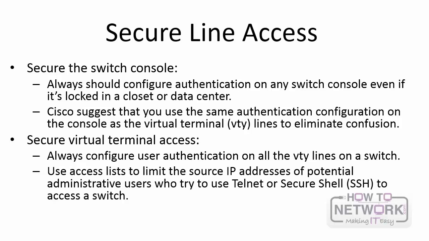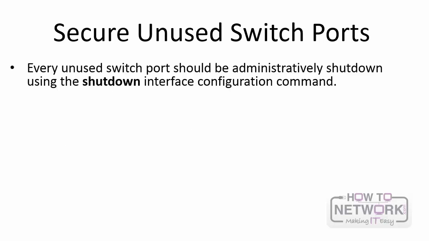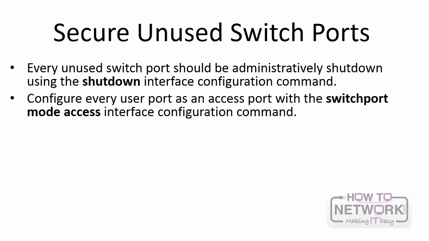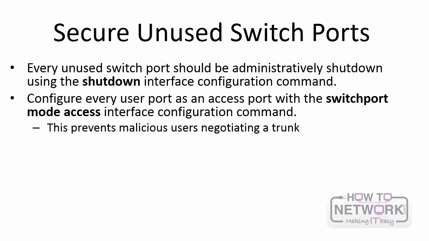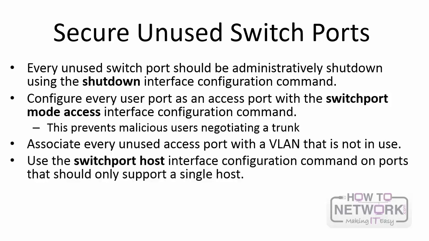Cisco suggests that you secure unused switch ports by first shutting them down. Anything that's not used should be disabled, and you can do that with the shutdown interface command. You should also configure every user port as an access port with the switchport mode access command. And you should strongly consider using a VLAN that is not in use for those ports, just in case those ports are brought up by mistake and someone does connect into your network. If they're on an isolated VLAN or an invalid VLAN, they would be able to do no harm.